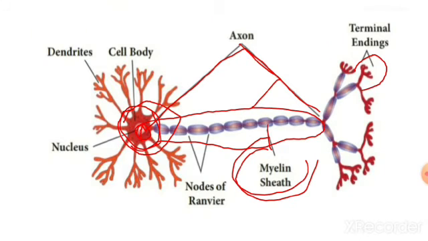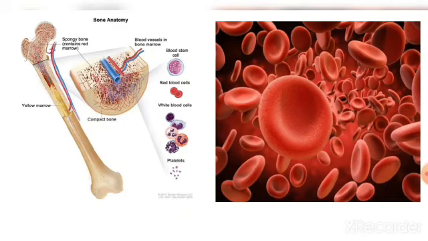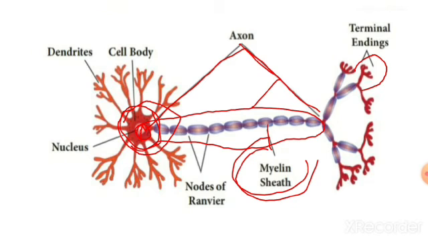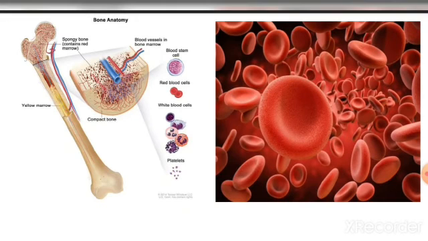And the next one is red blood cells. They are round, biconcave and disc shaped. So you can see in this picture. They are round shaped and biconcave. The cave-like structures are present on both sides of the RBC. So they are disc in shape.